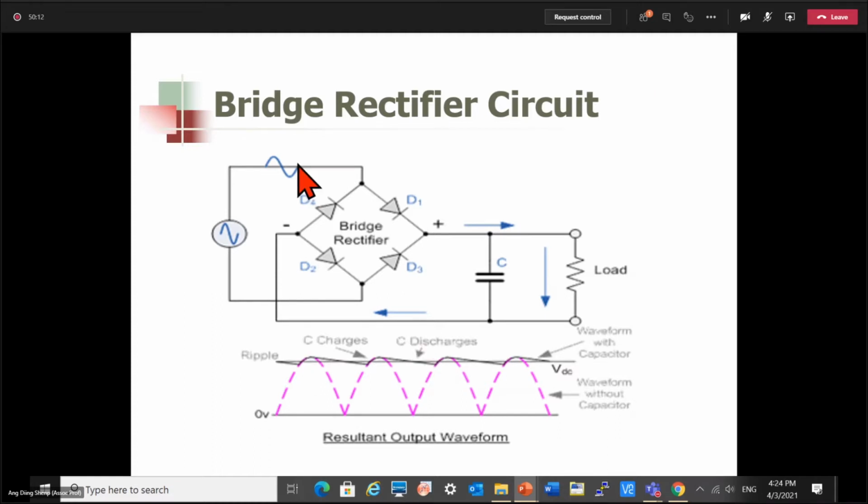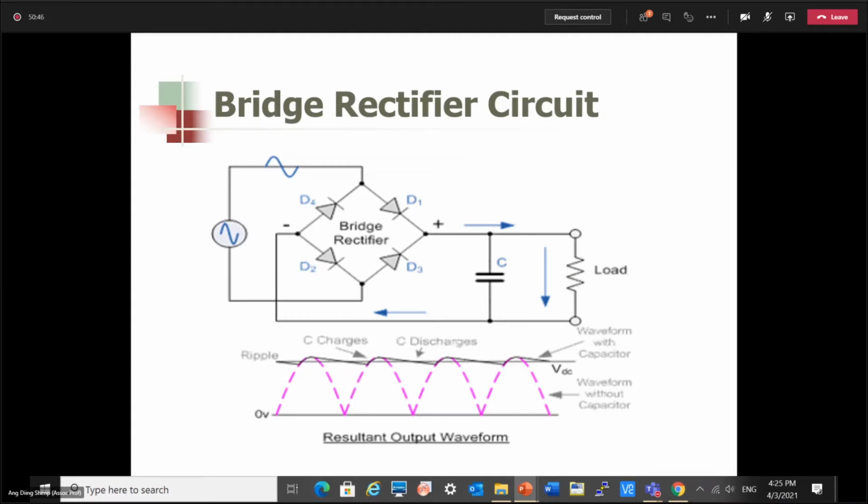Now, why is this important? Because we find such a circuit in the power adapter of your electronic gadgets. For example, in the handphone charger, you will find such a circuit, which essentially allows you to directly plug your charger into the AC mains in your house. Inside the adapter, we have this circuit that converts the AC waveform into a DC waveform.